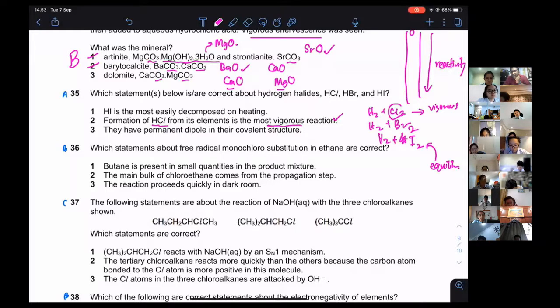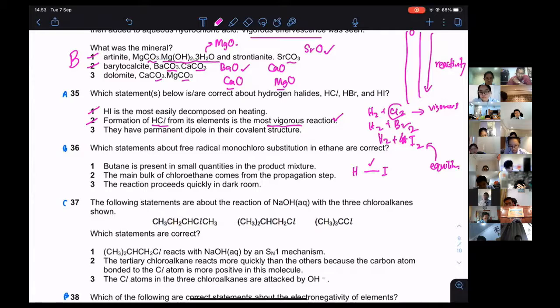Okay, this is the first thing that you notice over there. So number 2 is always correct. Now HI is the most easily decomposed on heating. The answer is correct also because in HI, the bond length is going to be greater. The longer bond length means it's going to be easier to break compared to HCl. So this one is going to be most easily decomposed, correct also.